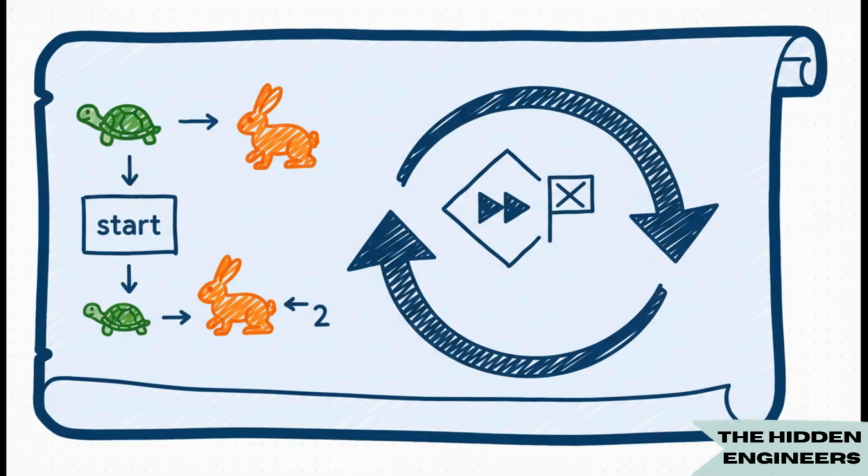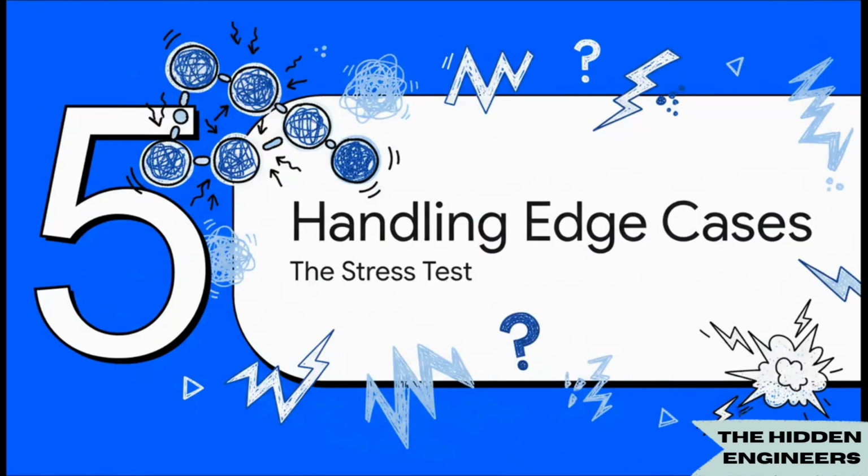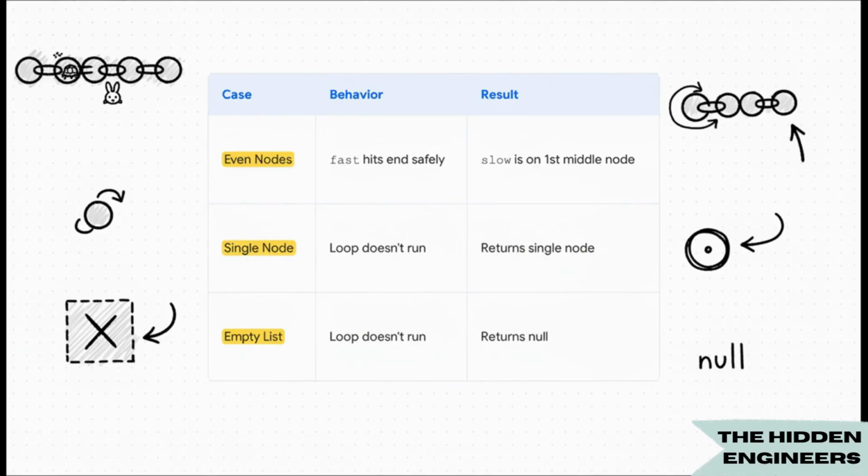It's that simple. Any good algorithm needs to be robust. So what happens when we throw it a curveball? What if we don't have a nice, simple list with an odd number of nodes? Let's put our logic through a little stress test. And what's really great is that our algorithm already handles these weird cases without any changes at all. If you have an even number of nodes, the fast pointer just stops safely at the very end, and it leaves the slow pointer on the first of the 2 middle nodes, which is usually what you want. And with a single node, or even an empty list, the loop condition just isn't met, so it never even starts the race and returns the correct result right away.